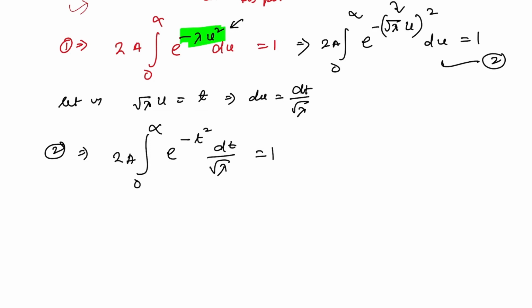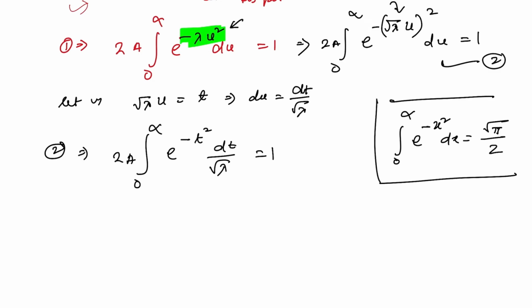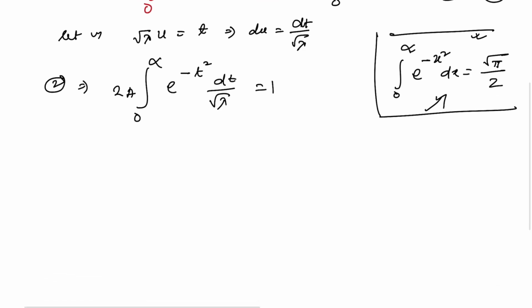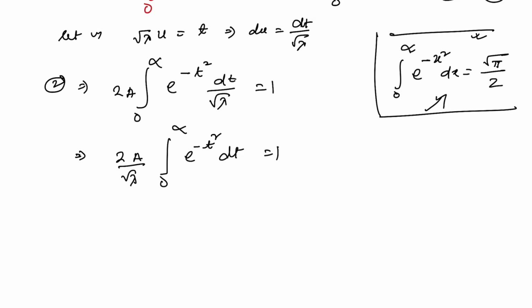Now remember this result, that is integral from 0 to infinity e to the power minus x square dx is equal to root pi by 2. Remember this result. If you don't know how, at the end of the video I will show you how we have got this. Now here you see twice a, and you can write the root lambda here, integral from 0 to infinity e to the power minus t square dt, that is equal to 1.